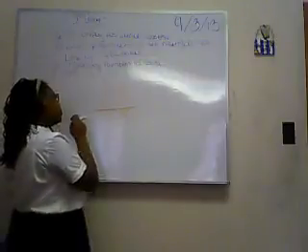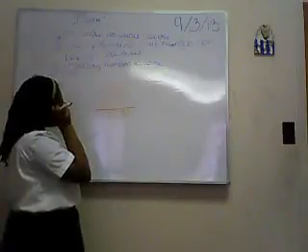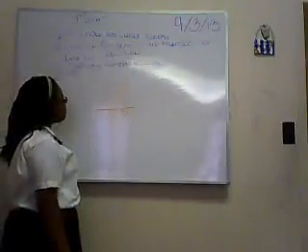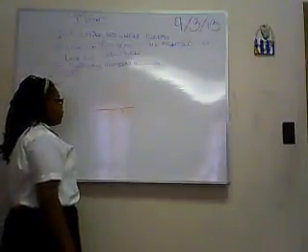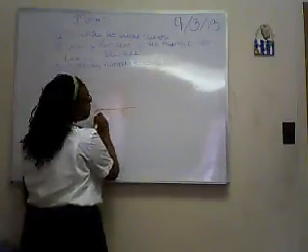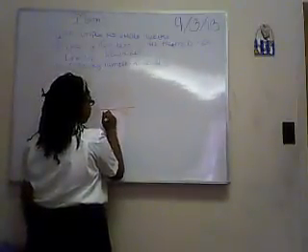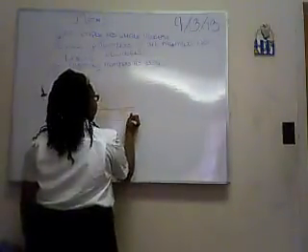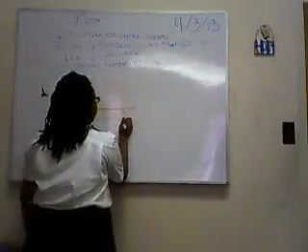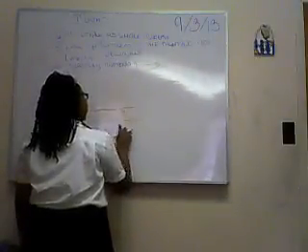Okay. 7 times 4 is 28. 28 plus 1 is 29. Add those up. Don't put any decimals until we get done with everything.